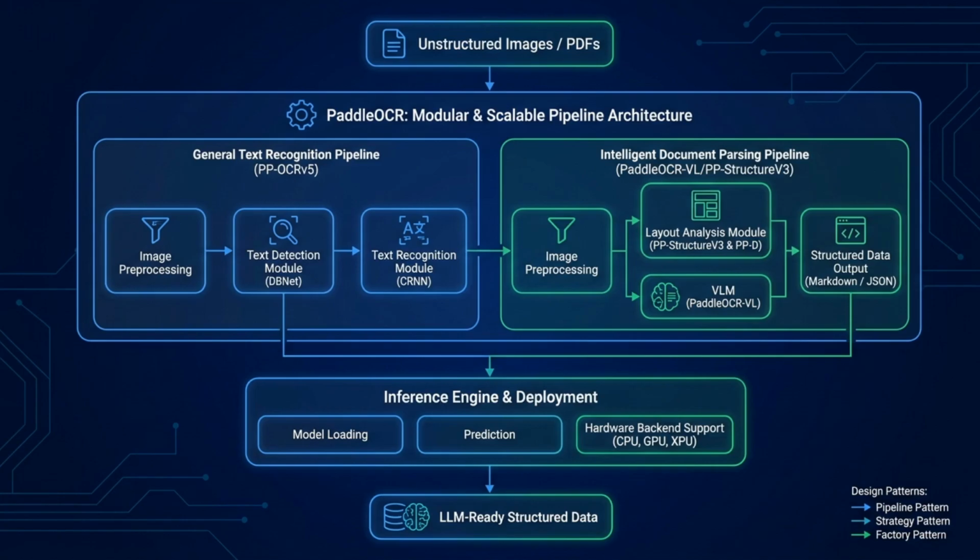The second path is more advanced. It's called PaddleOCR VL, a lightweight vision language model, or VLM. A VLM combines image understanding and language processing into a single, powerful model. So instead of a two-step process, it analyzes the entire document page at once, understanding both the content and the layout. This is more like a librarian who not only reads the words, but also understands the structure of the book, identifying headings, paragraphs, and tables.